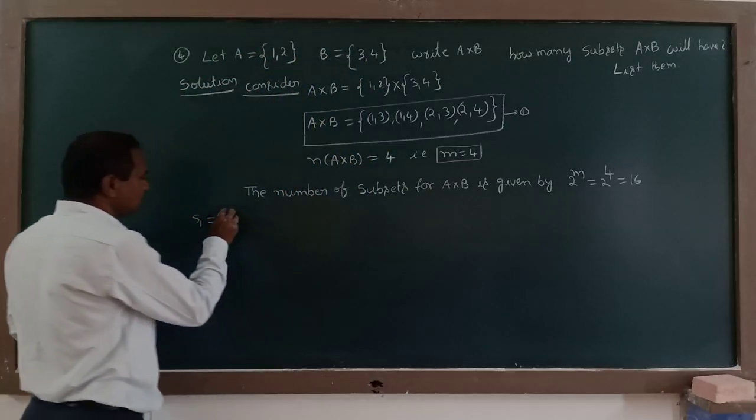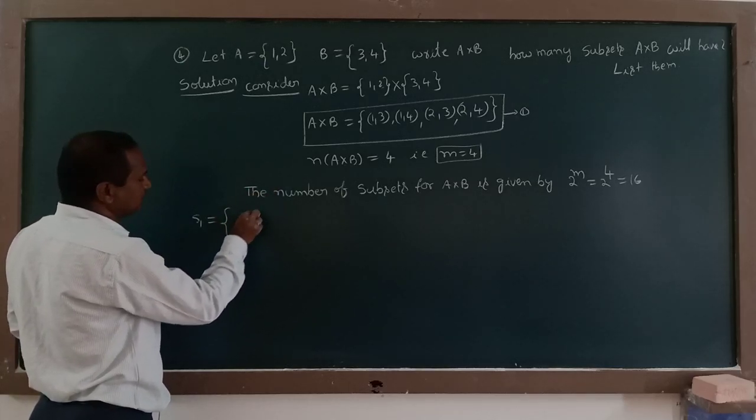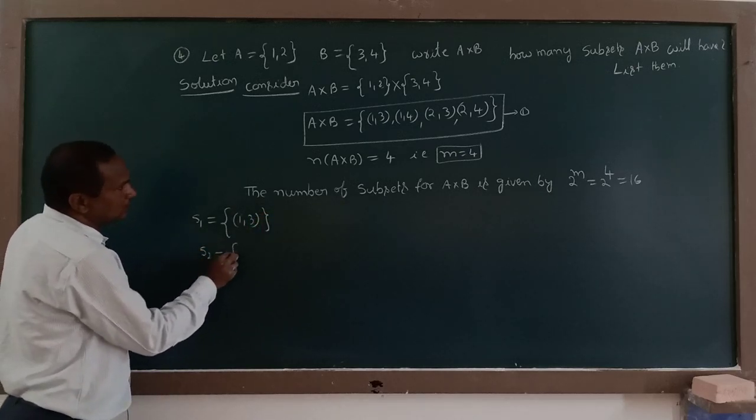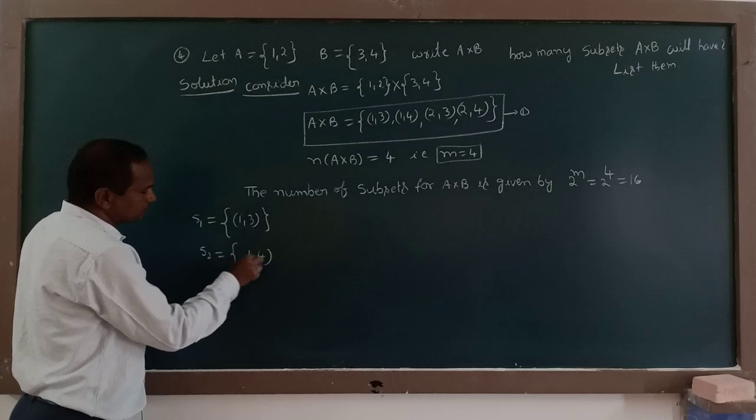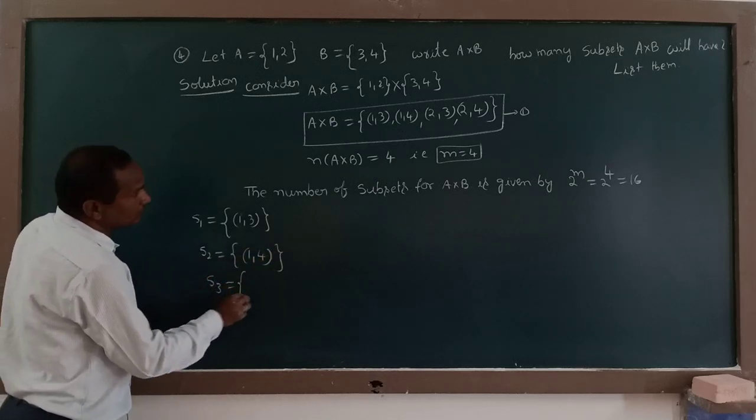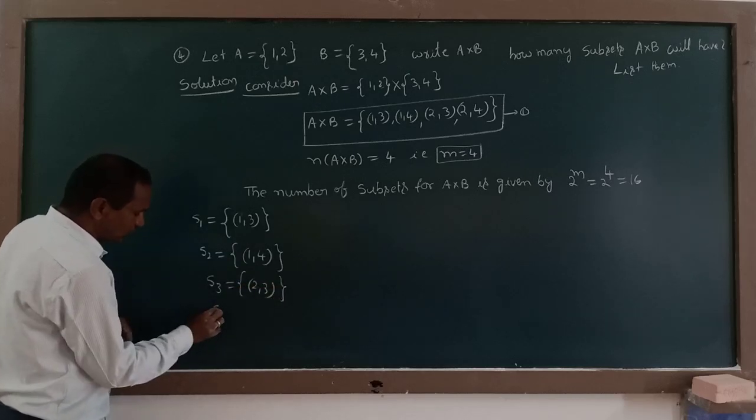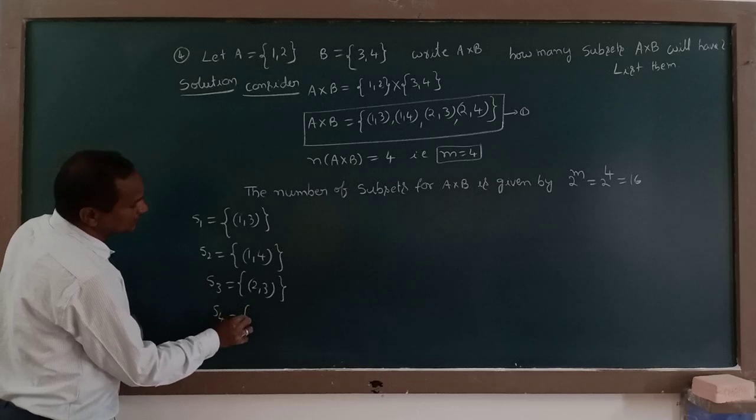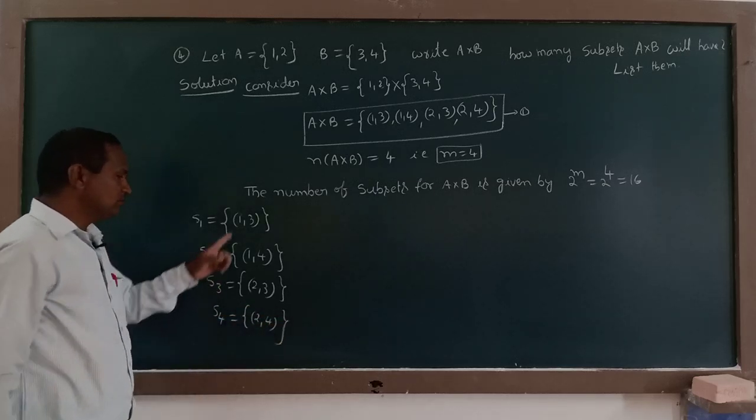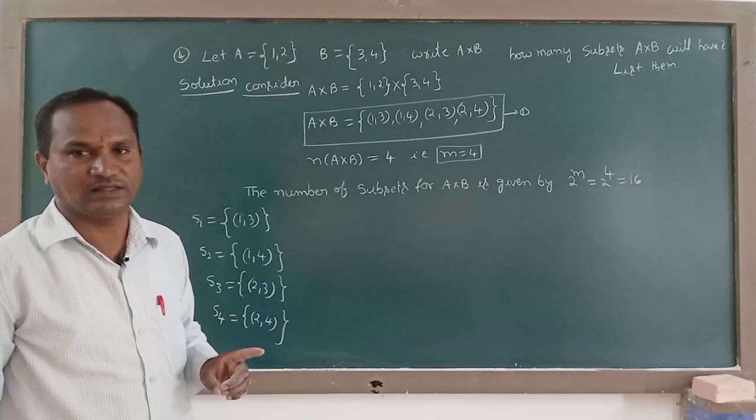S1 is taken one ordered pair at a time: 1, 3. S2: 1, 4. Next S3: 2, 3. Next S4, the last one, is 2, 4. Taking one element at a time, we got 4 subsets.